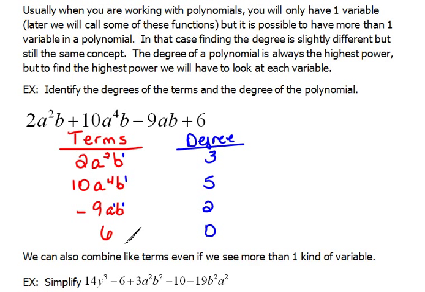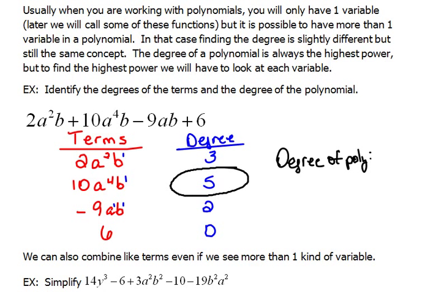Now, once we look at this, we can try and figure out what the degree of the entire polynomial is. The degree of the polynomial, I'm going to abbreviate it as poly, is the highest degree of each term, or the highest power of the variable, which in this case would be a 5. So the degree of the polynomial is 5.